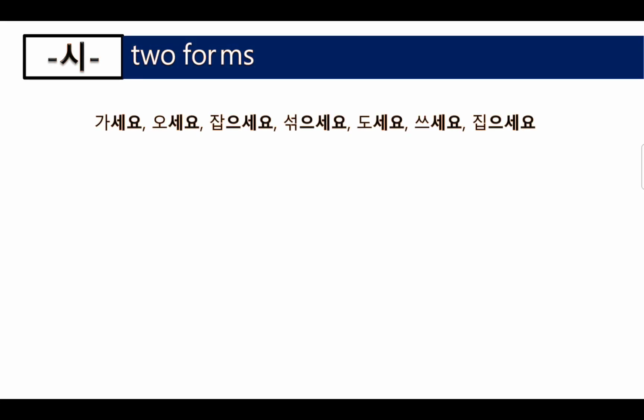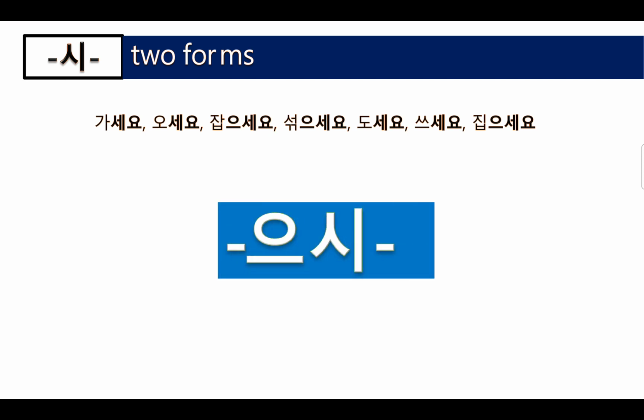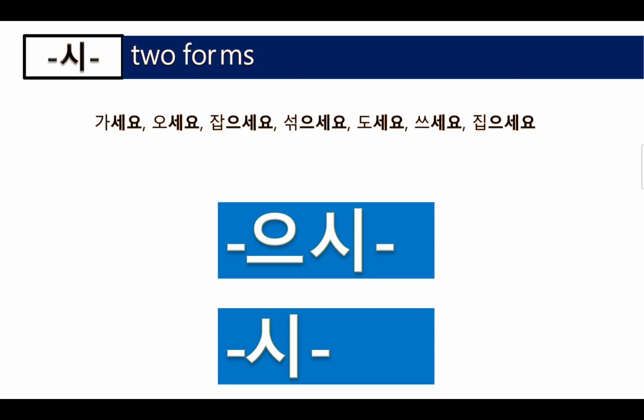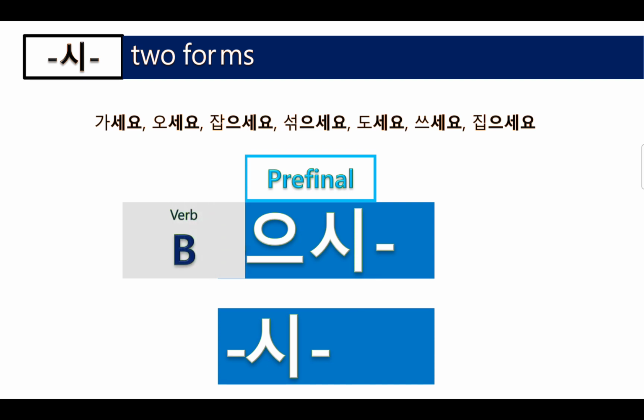Okay. And two forms. Okay, as you see, 가세요, go, 오세요, come, 잡으세요, pick up, hold. 섞으세요, mix, 도세요, turn around, 쓰세요, write down, 집으세요, pick up. So as you see, some of them are 세요 and some of them are 으세요. As you can easily expect, we have two forms, 으시 and 시. What is the difference? When there is a circle, we need 받침, and no circle, no 받침. So here, these are pre-final endings. So when the root verb has 받침, 으시, root verb has no 받침, 시.